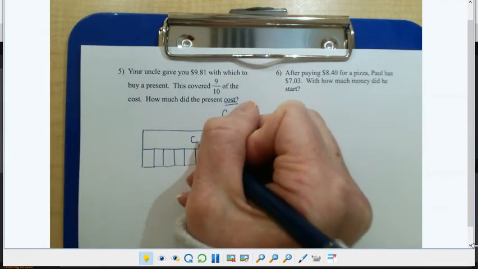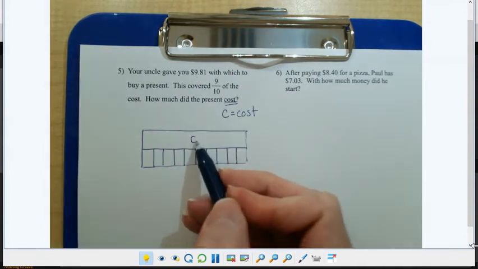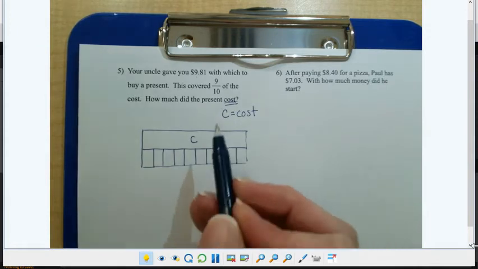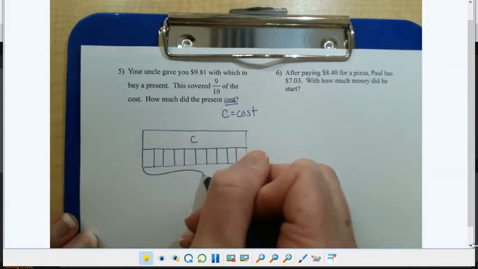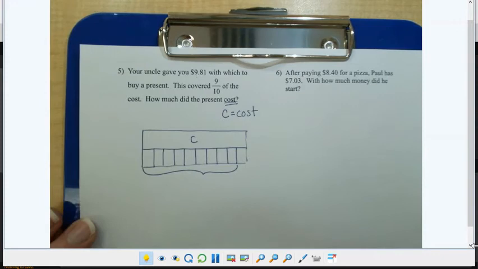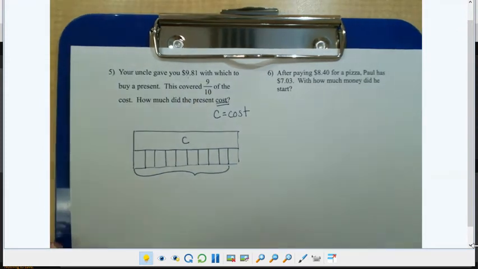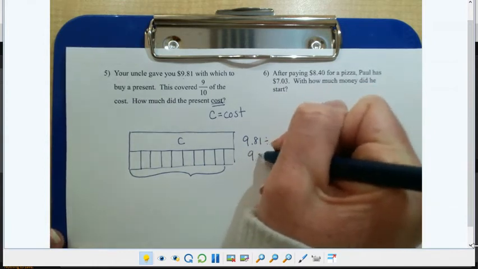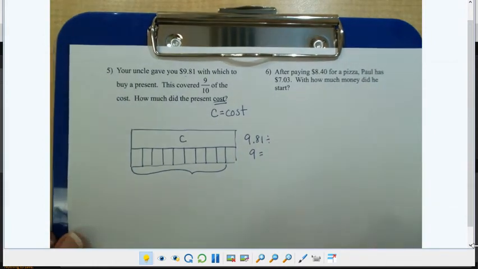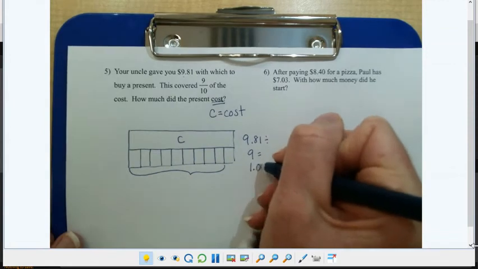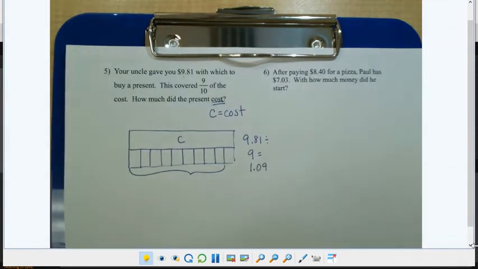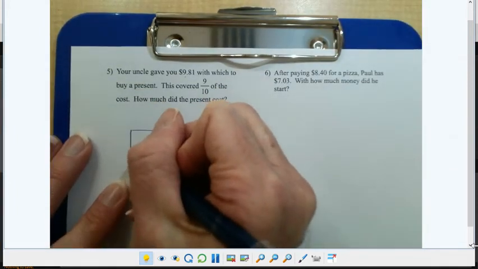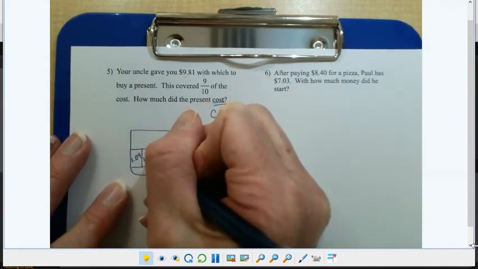So let's make our total cost, since we don't know it, C. So I know that 9 of these is $9.81. So let's do $9.81 divided by 9. If you put that in your calculator, you get 1.09, 1 and 9/100ths. So that means that each one of these is $1.09, each part.